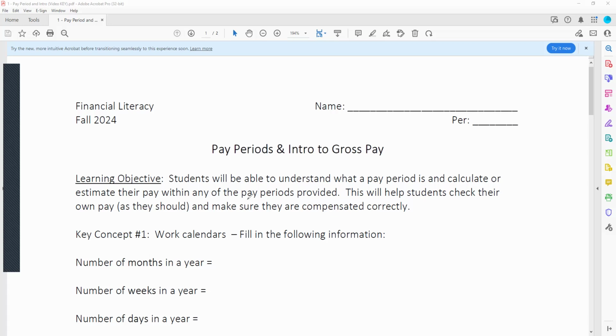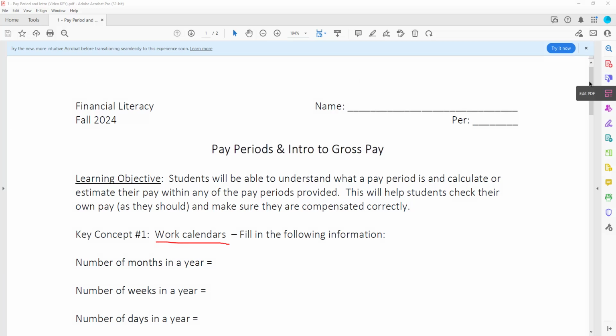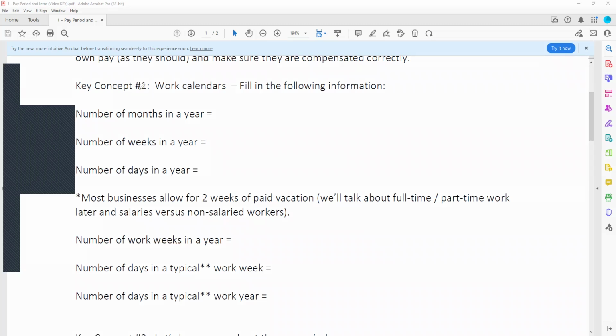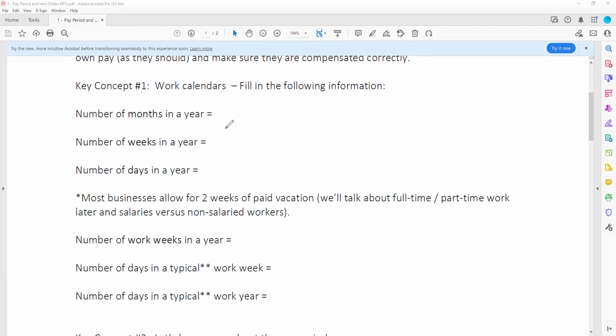The first thing we need to understand is how work calendars work. It's important to take a look at what each of the months, years, etc. mean. So I'm going to try and annotate as I go to fill in the blanks here. First things first, for key concept number one, we're going to look at how many months are in a year.